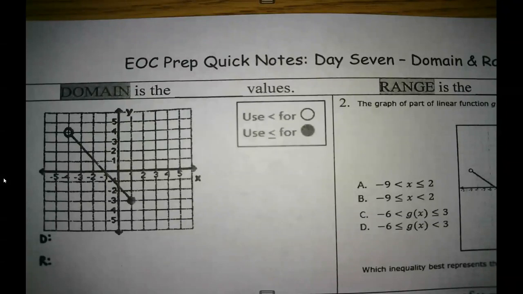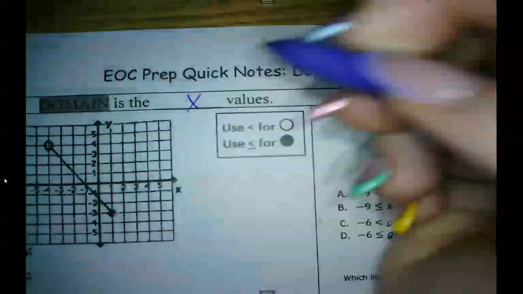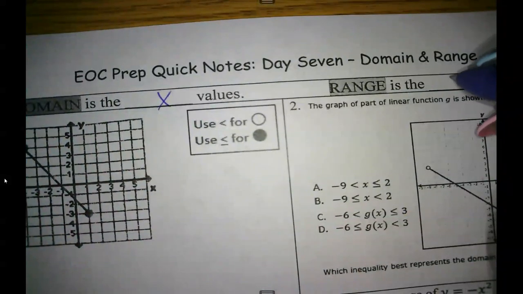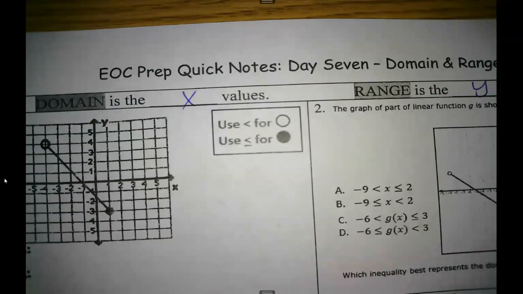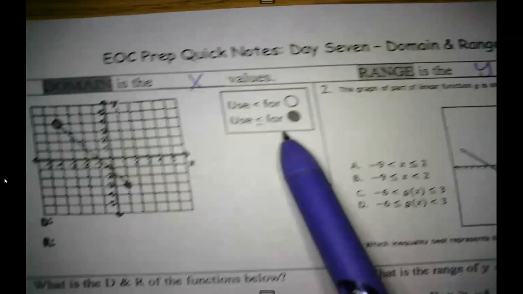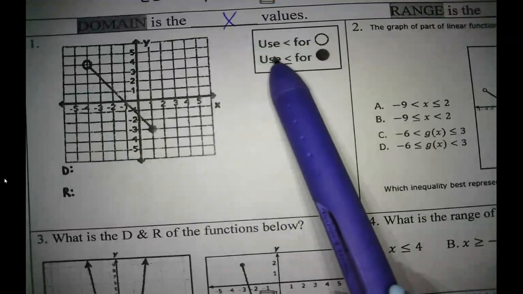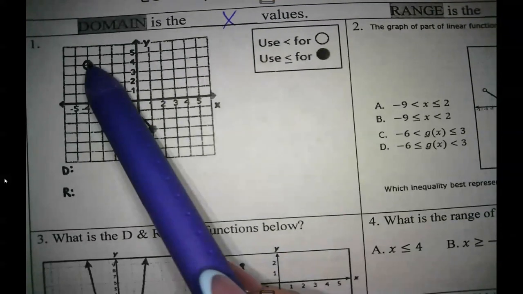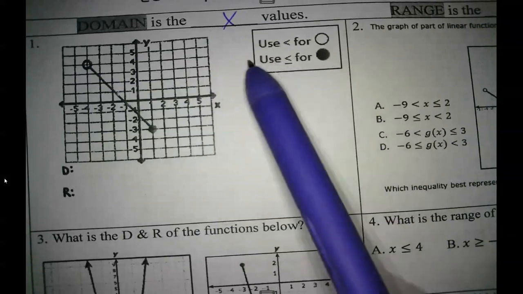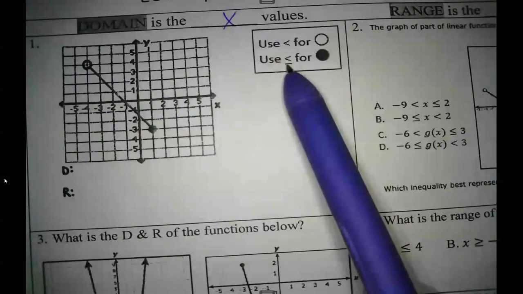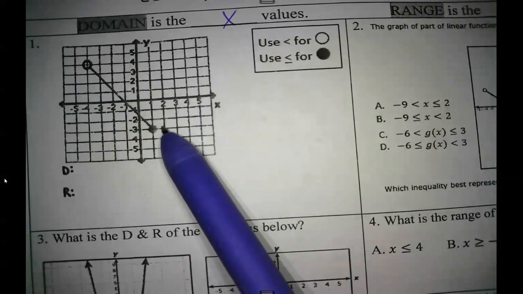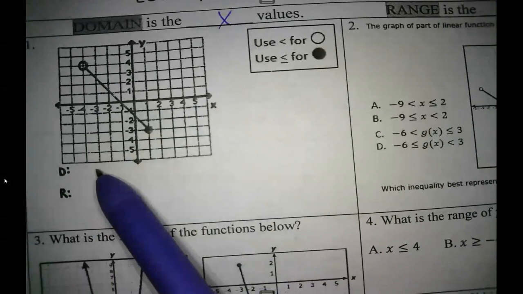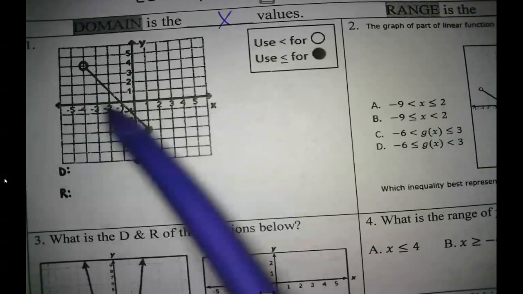Domain and range. So domain, remember, is the x values and range is the y values. So it's already noted here for you. We'll use the less than symbol for if there's an open circle, and we'll use the less than or equal to sign for the closed circles. So domain is our x values.